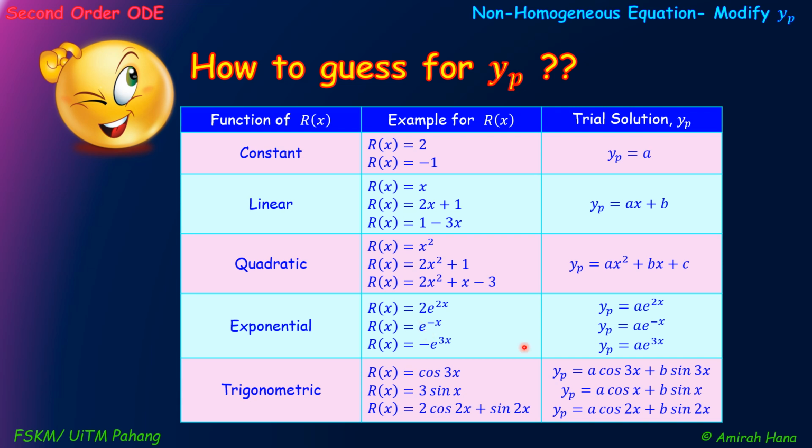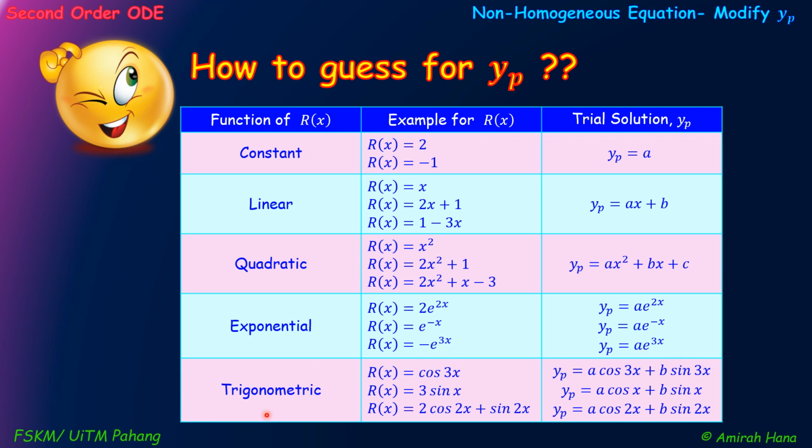And then if we have e to the power of negative x, we still follow e to the power of negative x, but we must put constant A in front, because in front here we have constant 1, right? And then if we have Rx equals negative e to the power of 3x, we must write YP equals constant A, and then we follow e to the power of 3x, right?